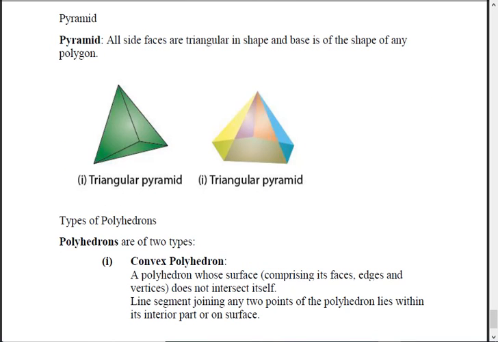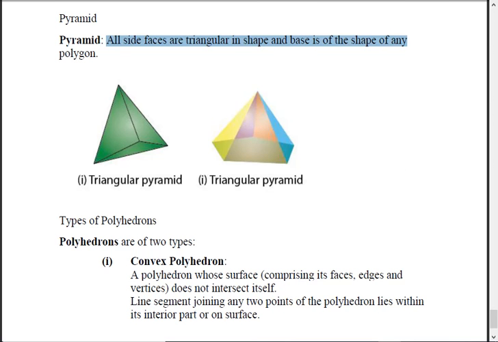Pyramid. All side faces are triangular in shape and the base is of any shape. So these are the side faces, triangular, and the base can be a triangle, rectangle, anything, except a circular part. Here it's a pentagonal pyramid, right? So it can be any shape.